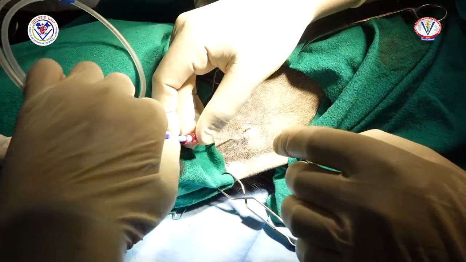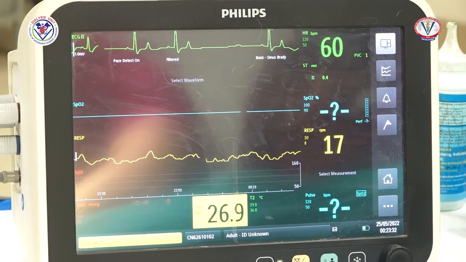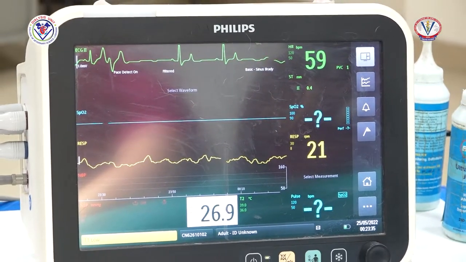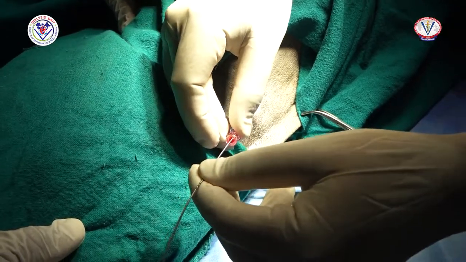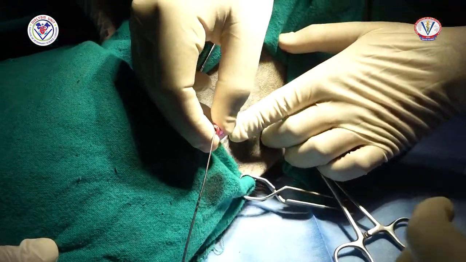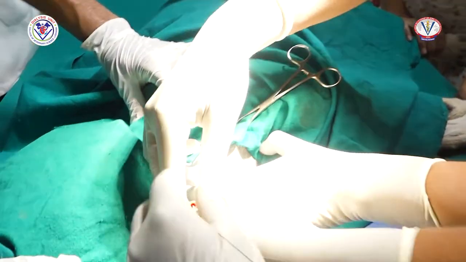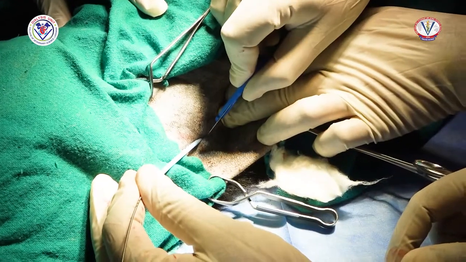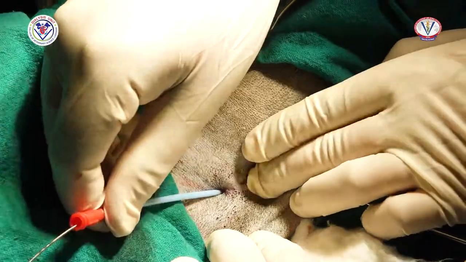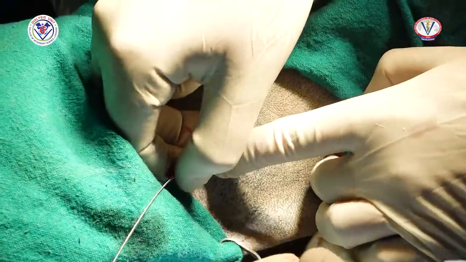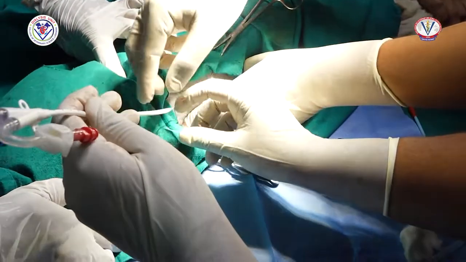Insert the guide wire and simultaneously observe the ECG for cardiac arrhythmia. Gently push the guide wire till arrhythmia is observed and quickly pull back the guide wire a few centimeters. Remove the needle and insert the vessel dilator through the guide wire and dilate the venous entry site by using a BP blade. Remove the dilator while keeping the guide wire in place and insert the catheter over the guide wire.